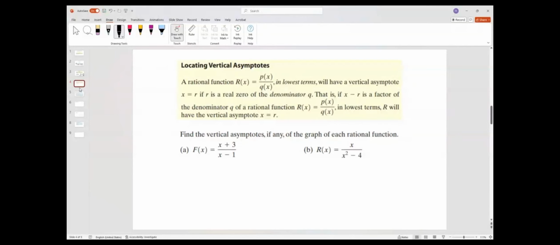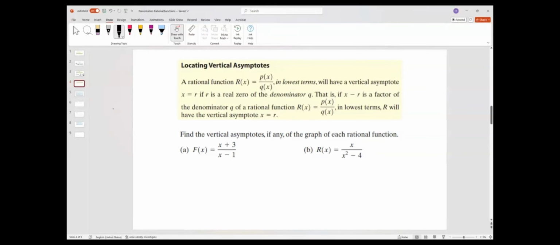Let's see then, sorry, how can we find the asymptotes? When we read about how we locate the vertical asymptotes, we find that for a rational function of x, r of x equal p of x over q of x in lowest terms, we have a vertical asymptote x equals r if r is a real zero of the denominator q. That is, if x minus r, as I was explaining before, is a factor of the denominator q of the rational function in lowest terms, we have the vertical asymptote x equals r.